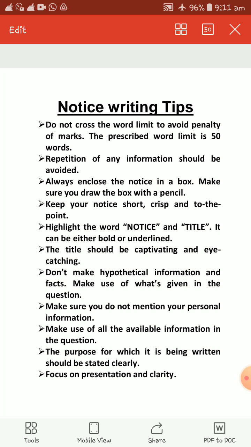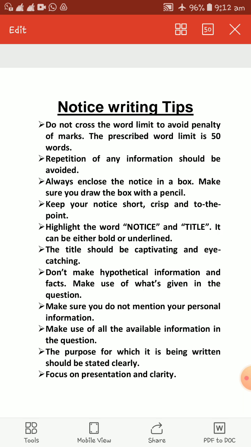Keep your notice short, crisp, and to the point. Always remember this, dear students. Your notice should be crisp and short, and most importantly, it must be to the point.